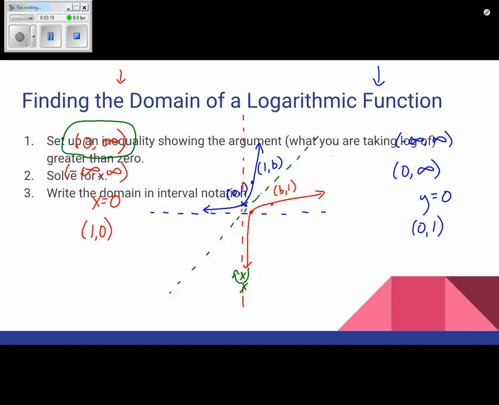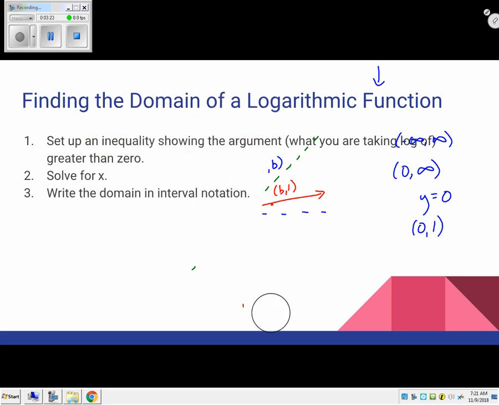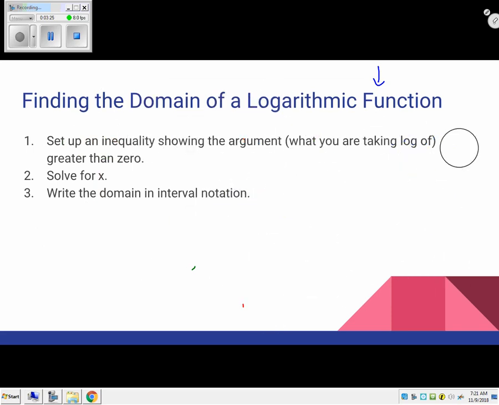That's the first thing I want to work with today, finding the domain of a logarithmic function. This little three-step process will get us through all of them. I want to set up an inequality. It has to be greater than 0 every time. What has to be greater than 0? The argument, which is what I'm taking the log of. There's going to be a lot of other things happening in the function, and I'm just going to ignore that. Solve for x, and then as always, answer in interval notation.